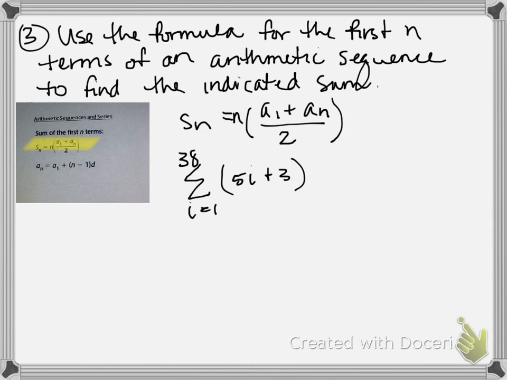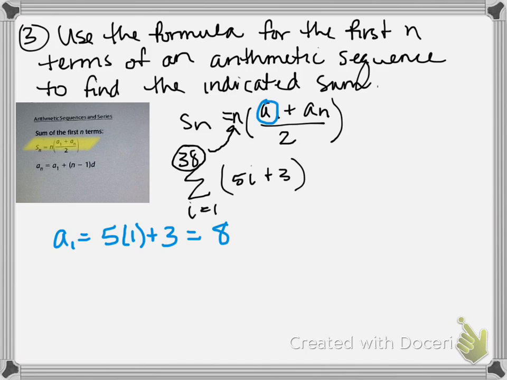Okay, so here we go. Let's see, what is n? Well, n is this guy right here, so I'm going to be plugging that in, I know that. a sub 1, I don't know, but I can find it. a sub 1 is what I get when I plug 1 into my rule. So I'm going to take my rule, 5i plus 3, and substitute 1 for i. I get 8. So a sub 1 is going to be 8.